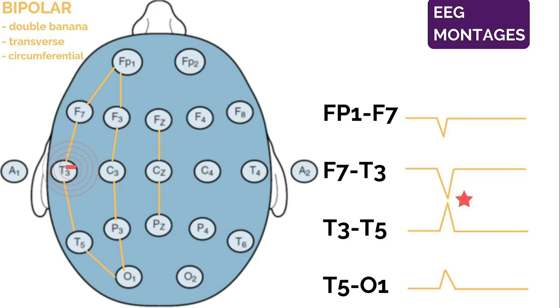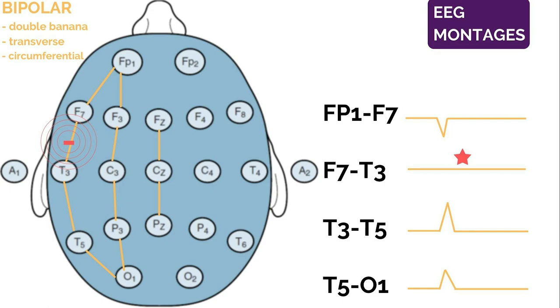So if you're reading an EEG on a bipolar montage and there's a wave that looks suspicious or epileptiform, you're going to look for a phase reversal, and that will show you where the point of maximal negativity is. This is another example of a bipolar montage.